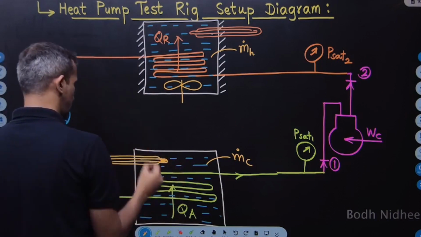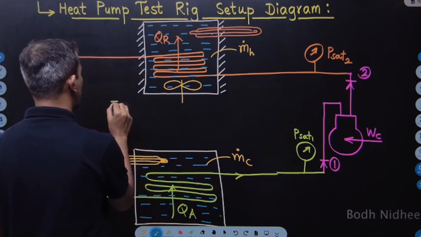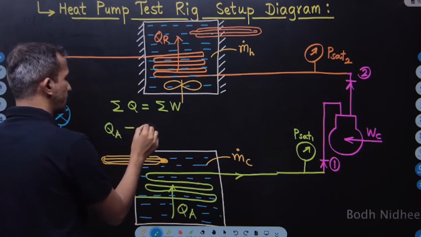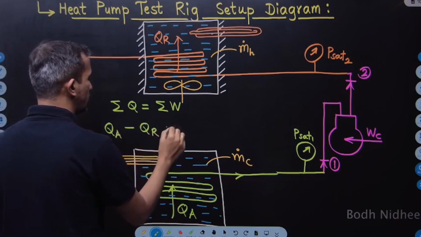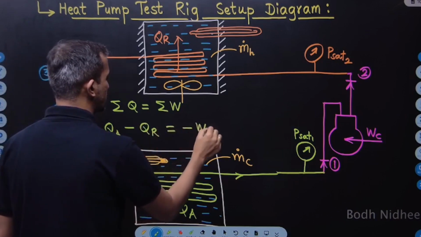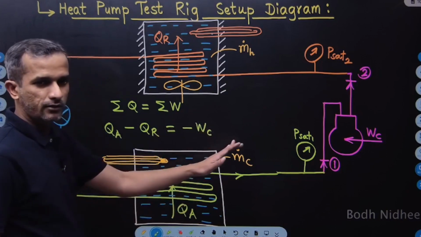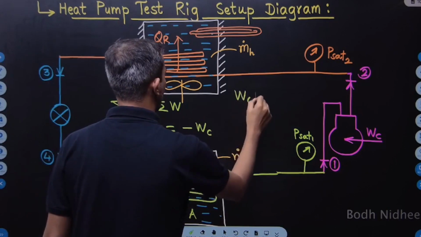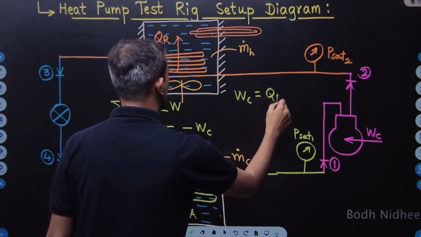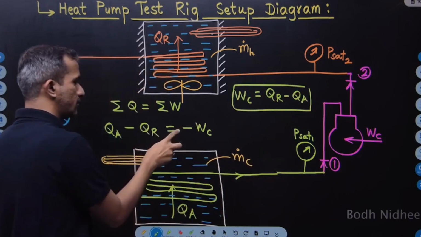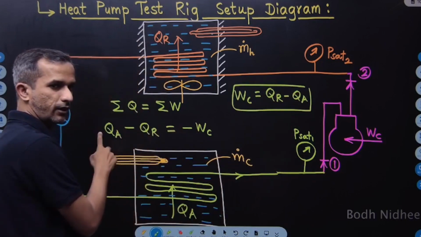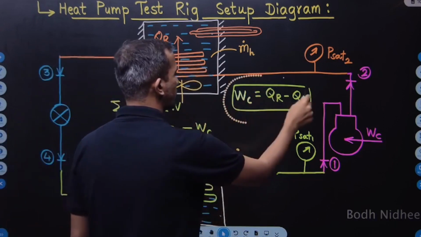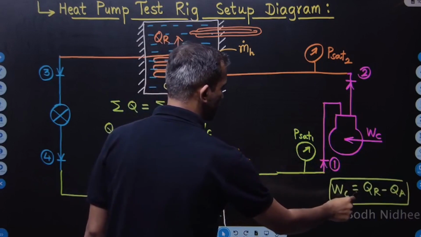So if I am applying summation of Q equal to summation of W, what will happen? Q added is positive, heat added to the system is positive, heat rejected by the system is negative, equal to work of compression supplied, so it is negative. There is no other work. So from here we can obtain that work of compression as QR minus QA, right? This minus will go to this side, so it will become QR minus QA. So this QR minus QA formula can give me the actual compressor work, right?